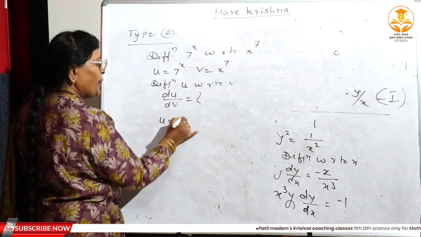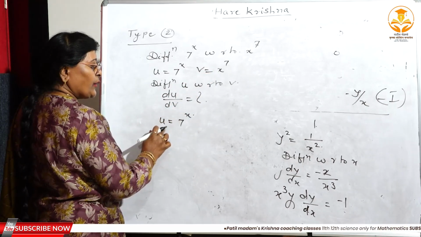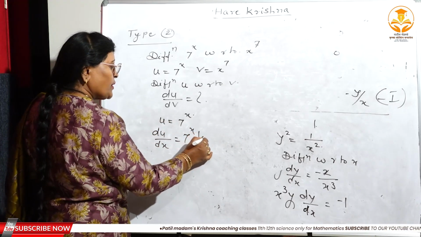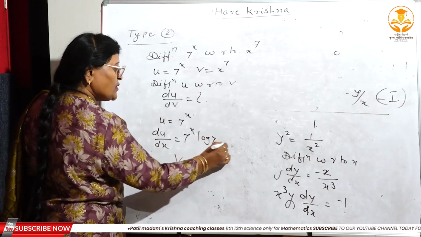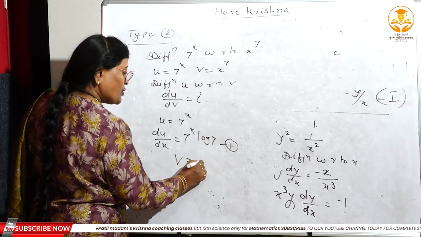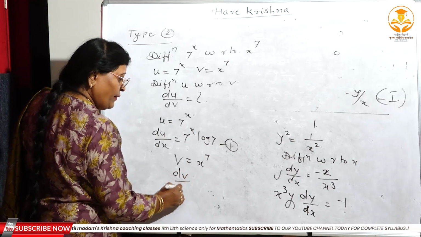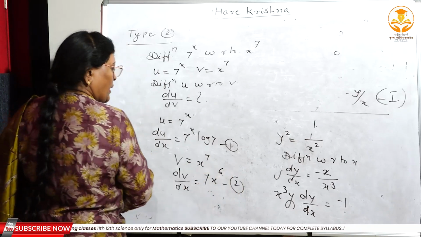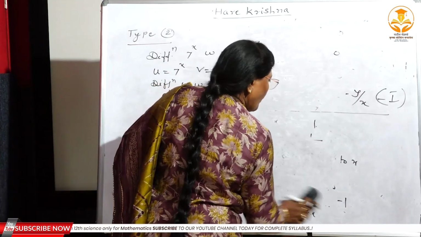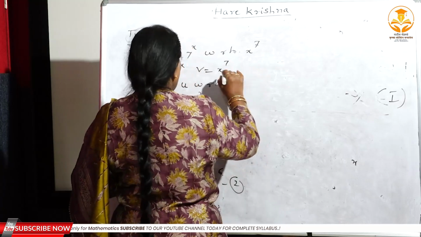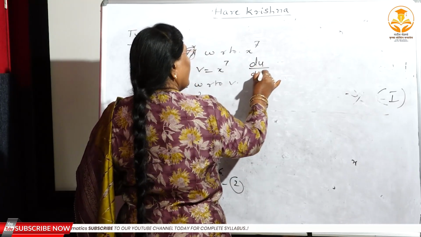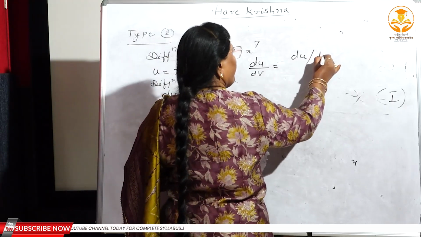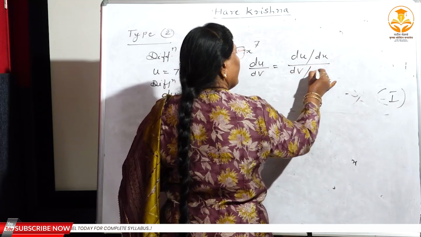Now, it's very simple. u is a function of x. You can differentiate with respect to x. du divided by dx is 7 raised to x log 7. Right? And again, v is equal to x to the power 7. It's very simple. dv divided by dx is 7x to the power 6. Now, we want to find du divided by dv. Therefore, you can write this as du divided by dx over dv divided by dx.